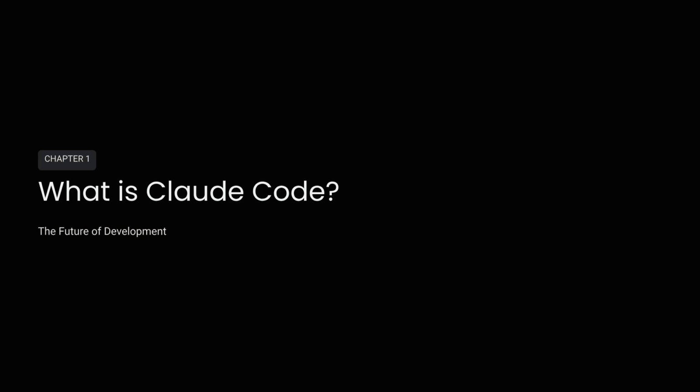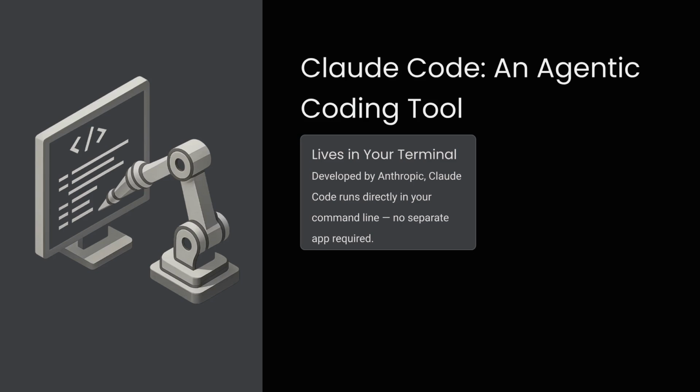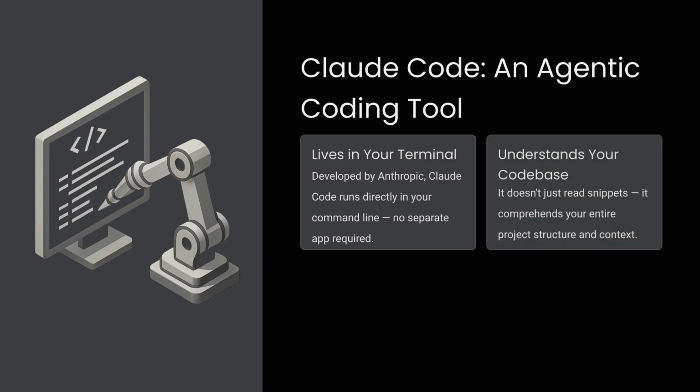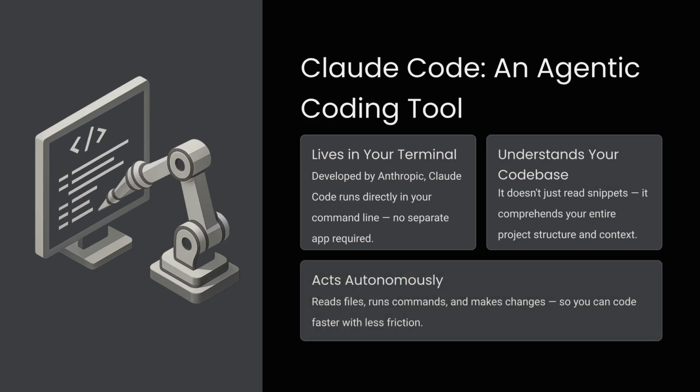In Chapter 1, we will explore what is Claude Code. It represents the future of development. Claude Code is an agentic coding tool that lives directly in your command line. No separate app is required. It understands your entire code base, not just snippets, and acts autonomously by reading files, running commands, and making changes to accelerate your coding process.